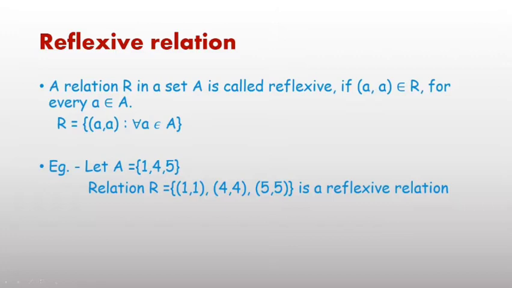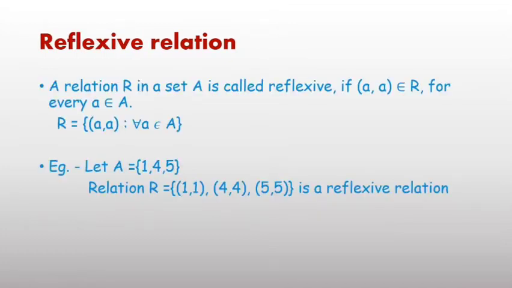One more word is used here: for every a belongs to A, means in relation R, each and every element of A should be covered. If you are writing only (1, 1) and (4, 4), two elements, then it is not a reflexive relation because (5, 5) is not covered here. Therefore, for reflexive, each and every element of A should be covered.